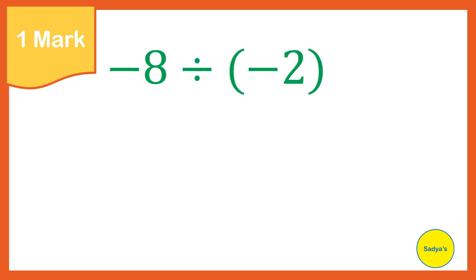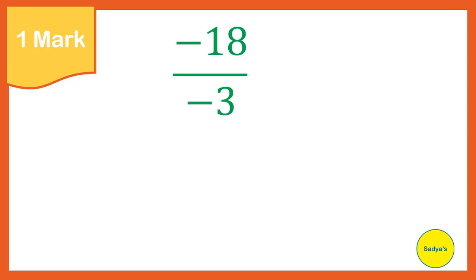Next question for 1 mark is negative 8 divided by negative 2. Answer is positive 4, which can simply be written as 4. Question number 3 is negative 18 divided by negative 3. And here we have written this question in the form of a fraction. Answer is positive 6.